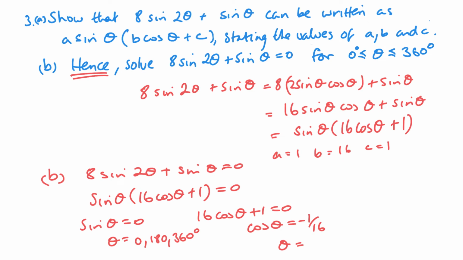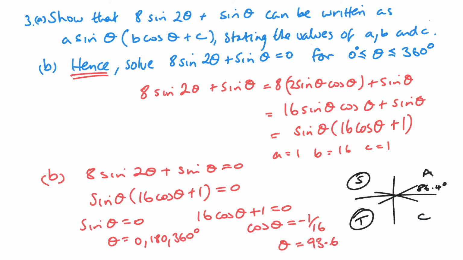Therefore, in the calculator, I'll get a negative angle. So I like to use the positive one for the acute angle, which is 86.4 degrees. Cos is negative, so it's these two sections I want. So I want 180 minus 86.4 and 180 plus 86.4. That will give me 93.6 degrees and 266.4 degrees. And there are all my answers.